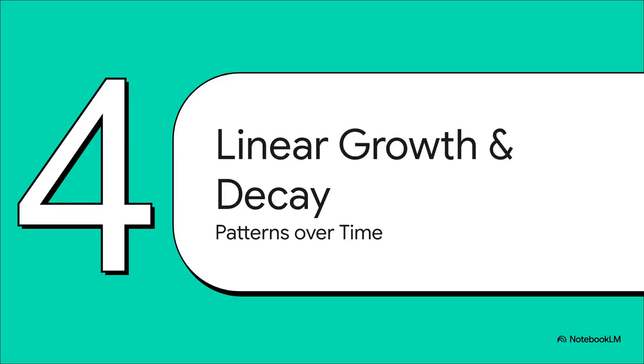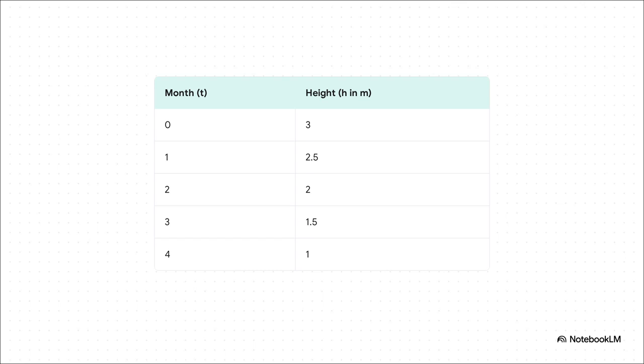Section 4. Linear growth and decay, patterns over time. Check out this table tracking the water level in a tank over a few months. At month 0, it starts right at 3 meters. At month 1, it's 2.5 meters. Month 2, 2 meters. Do you see the pattern emerging here? The water level is dropping by exactly 0.5 meters every single month.